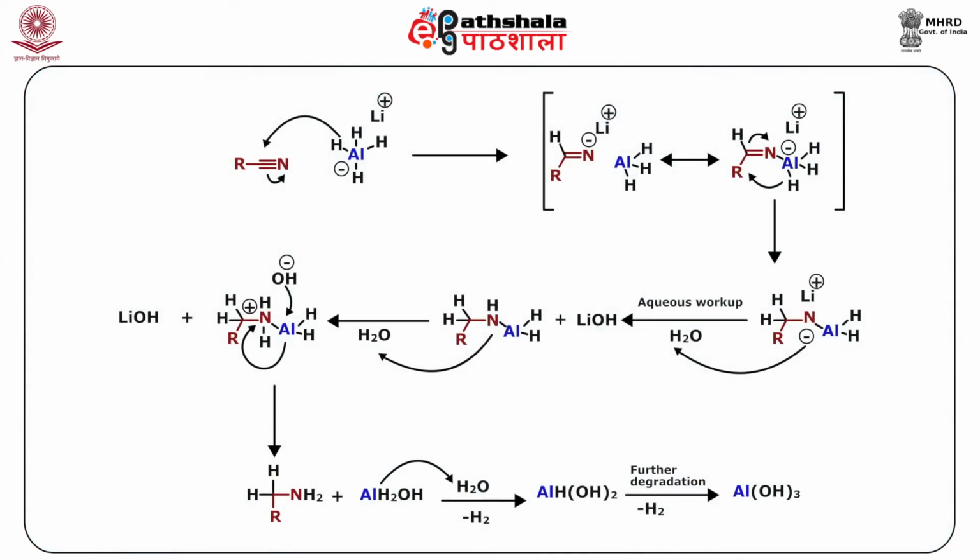So, you can see this mechanism, that starting with nitrile, how the hydride will be transferred from AlH4 minus complex to the carbon, giving you this C double bond N minus, and another hydride is transferred to this C double bond N to the carbon, giving this particular in between species, and with aqueous workup we will be getting this molecule which further on hydrolysis will give you this particular amine.